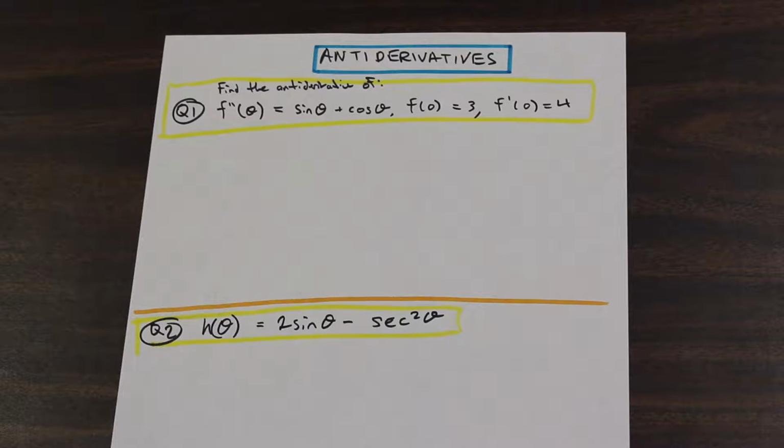where f of 0 equals 3 and f prime 0 equals 4. Now this is a good problem. It's a nice tricky problem, and if you see something like this, it's important that you know how to solve it. You know the steps and you know exactly what to do, and you can just do it right away and not waste time in the exam.